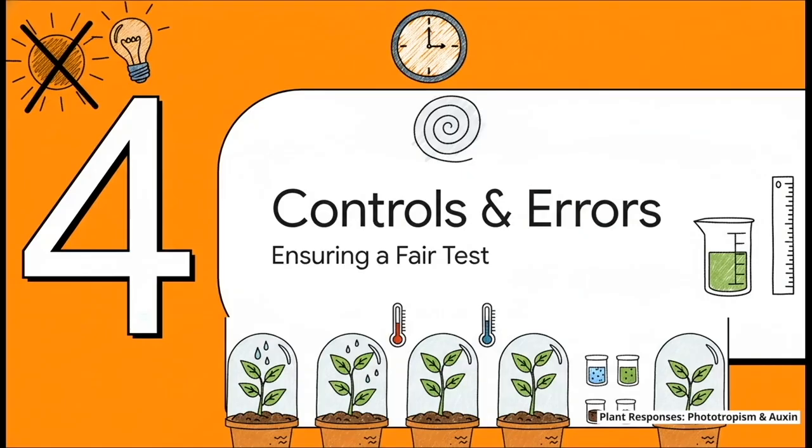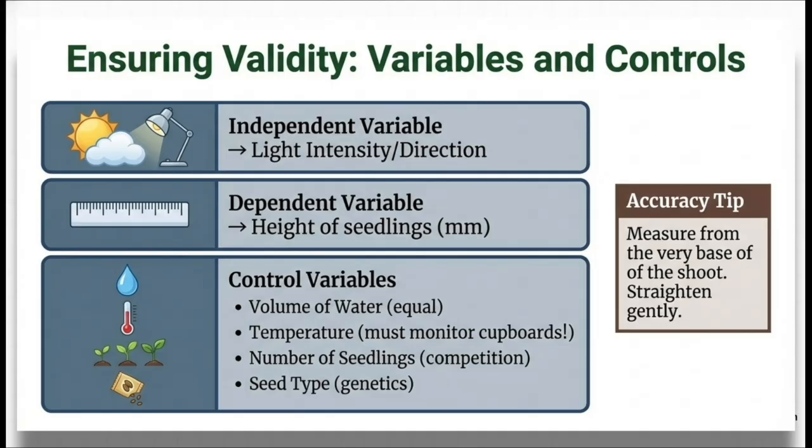For our results to be reliable, we need to be sure that the direction of light was the only thing that was different between our setups. This is all about controlling the variables to make it a fair test. So what else could mess with our results? Well, temperature is the big one, so all the dishes need to be kept at the same temperature. The amount of water has to be identical. We need to use the same number of seedlings in each dish, and they should all be the same type and roughly the same age. And of course, they all need to be left for the exact same amount of time. Get all those right, and you've got yourself a fair test.